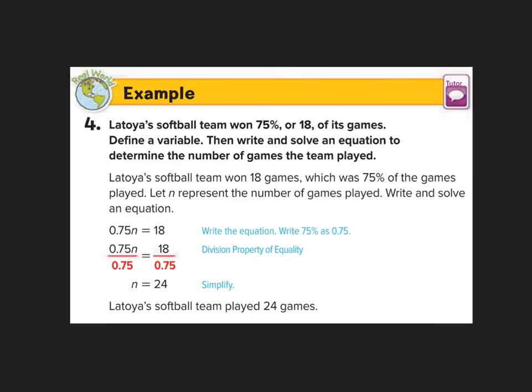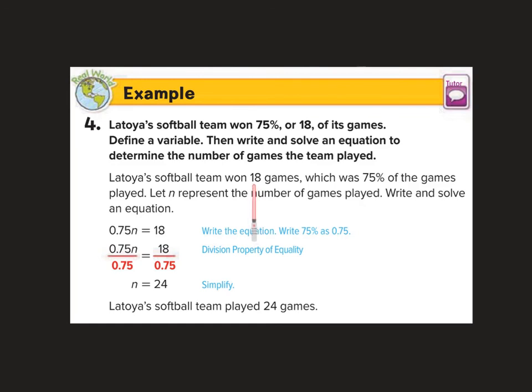So for our final example here, we just have an example of an equation being utilized to solve a word problem. Latoya's softball team won 75% or 18 of its games. Define a variable, then write and solve an equation to determine the number of games the team played. Latoya's softball team won 18 games, which was 75% of the games played. We're going to let n represent the number of games played. Write and solve the equation.